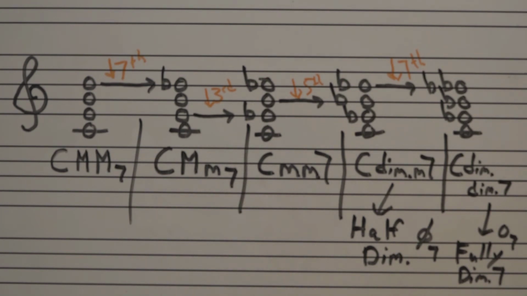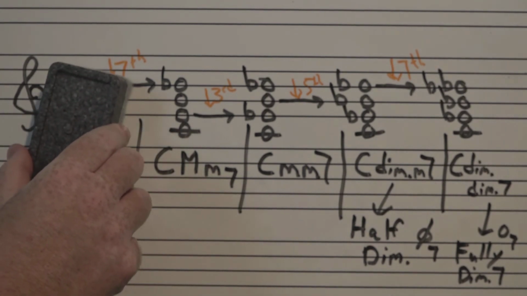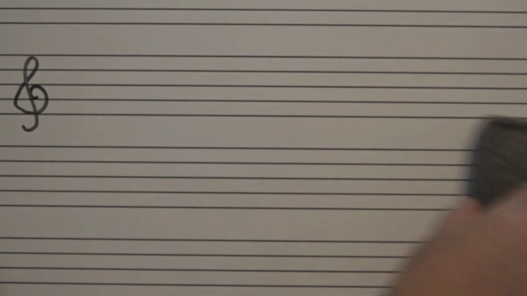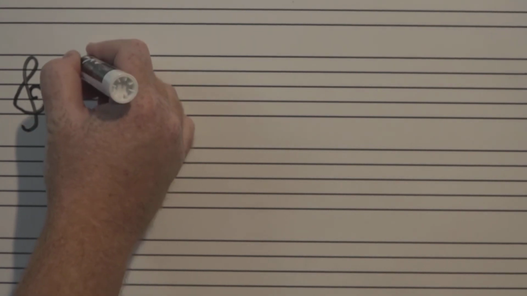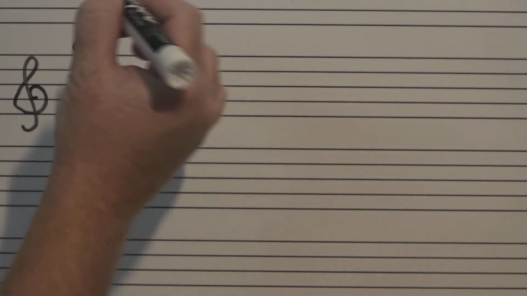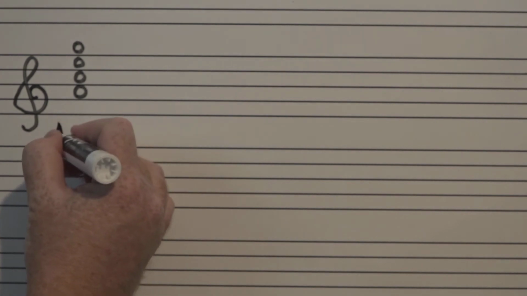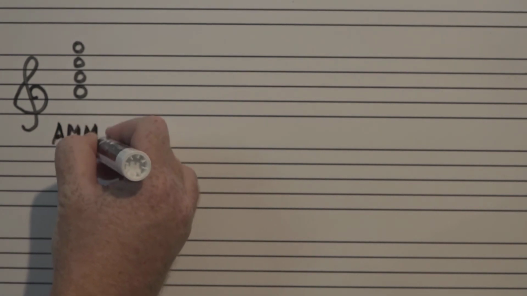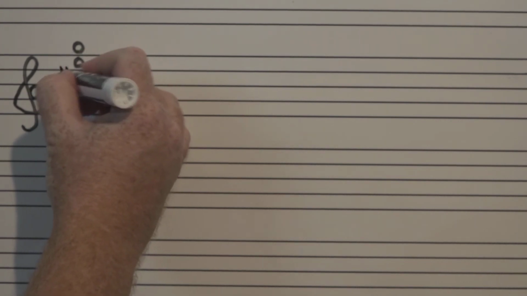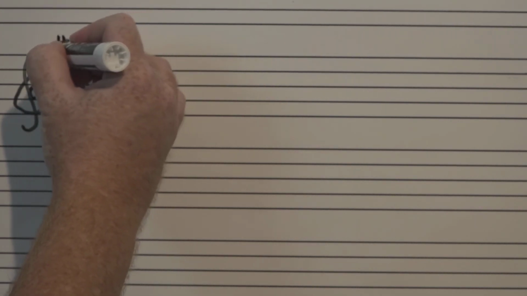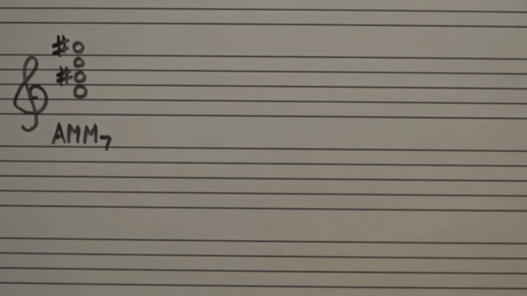And let's do that again on a different note so you can see it. Now let's start on A. First, we need to think of our A major 7th. And our A major scale has an A, it has a C sharp, and it has a G sharp. So there is our A major 7th.